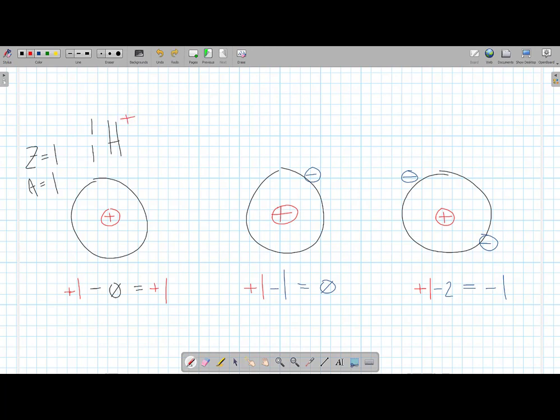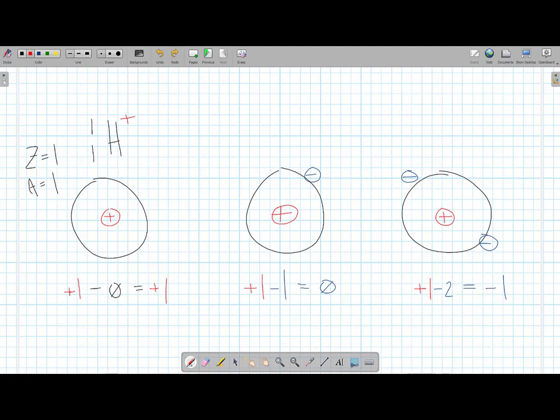It doesn't have to be circled. Sometimes people write plus 1. Sometimes people write 1 plus. Doesn't matter. Or if the charge were 2 plus, then I could write 2 plus. So the charge, when we're denoting an ion, the charge goes up here to the right as a superscript.